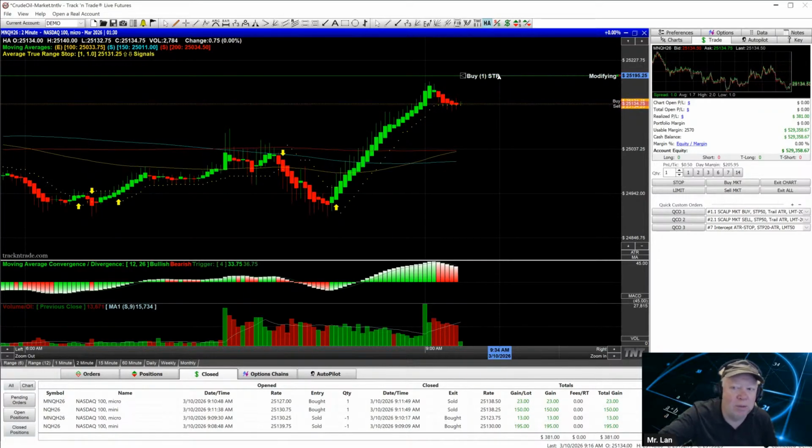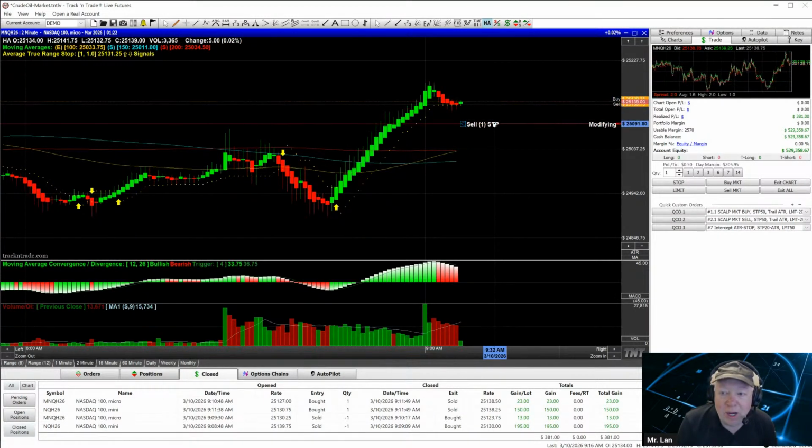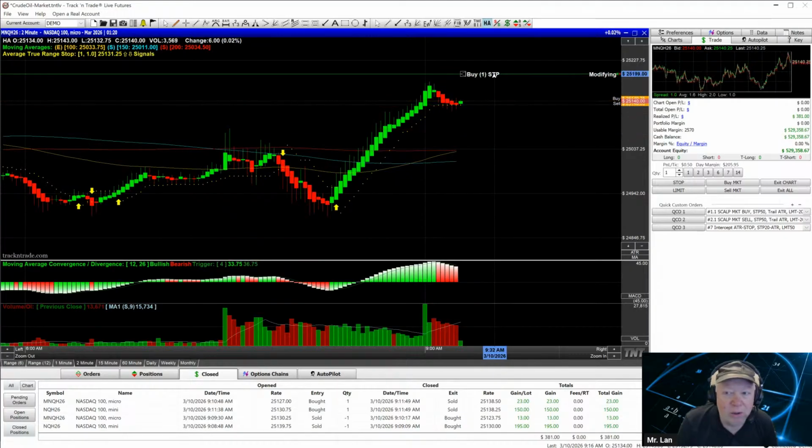So it knows that it's going to be a buy order because that's the rule. It has to be a buy order. You can't have a sell stop order above the market. So a stop order is either red below or green above.